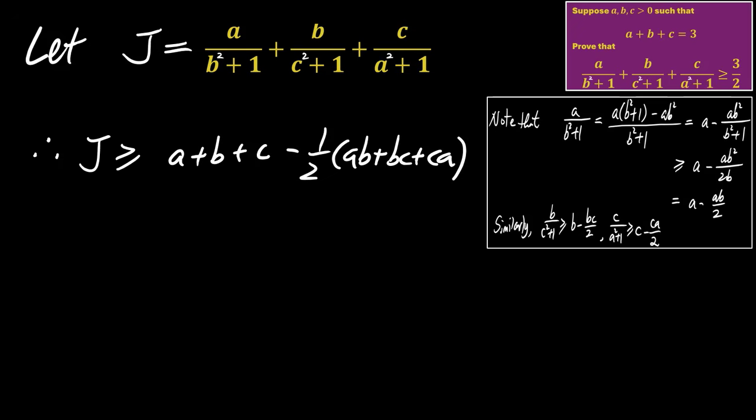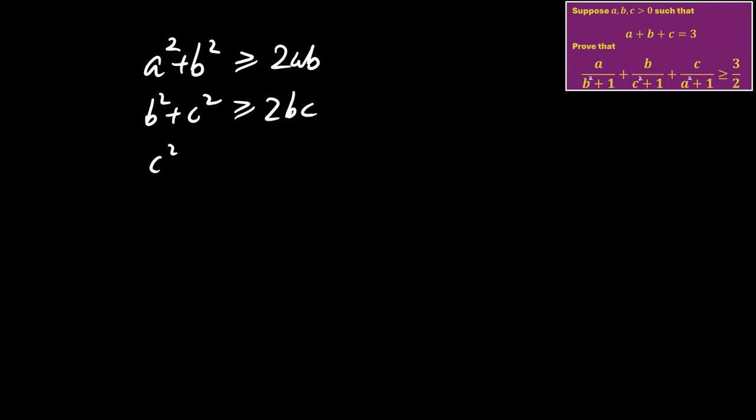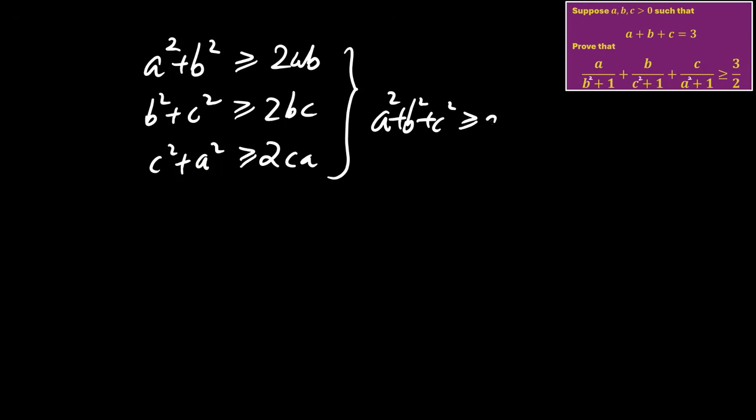And since a plus b plus c equals 3, we just need to show that ab plus bc plus ca is less than or equal to 3. And this is not difficult to prove because a squared plus b squared is greater than or equal to 2ab, b squared plus c squared is greater than or equal to 2bc, and c squared plus a squared is greater than or equal to 2ca, which means that the sum of squares is greater than or equal to ab plus bc plus ca.